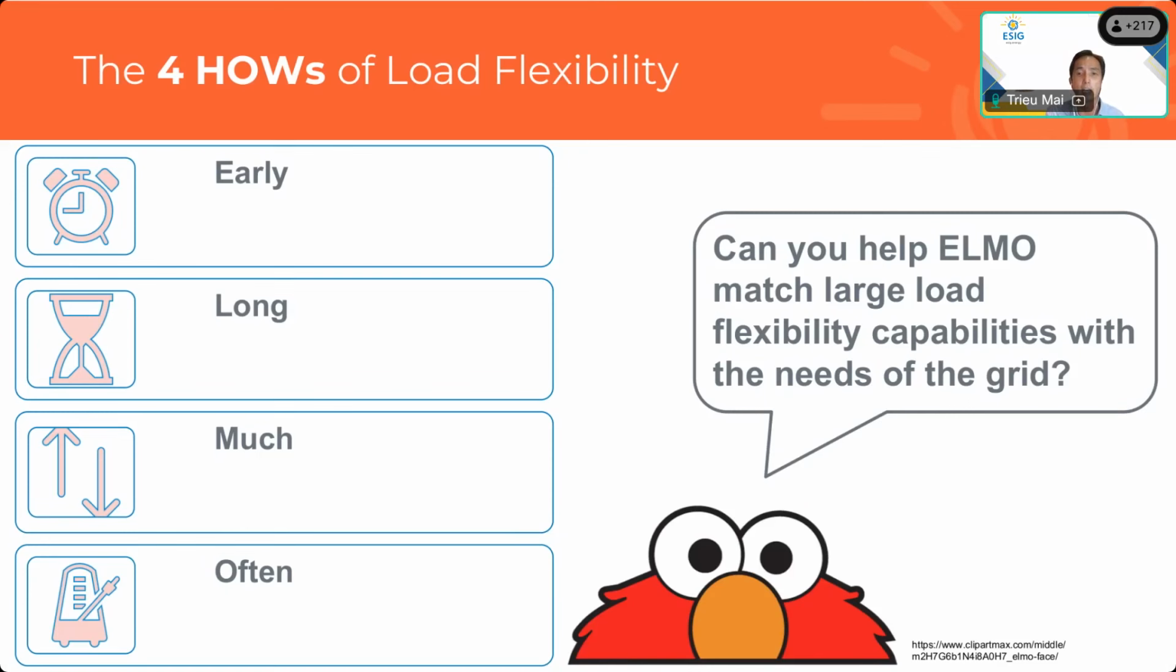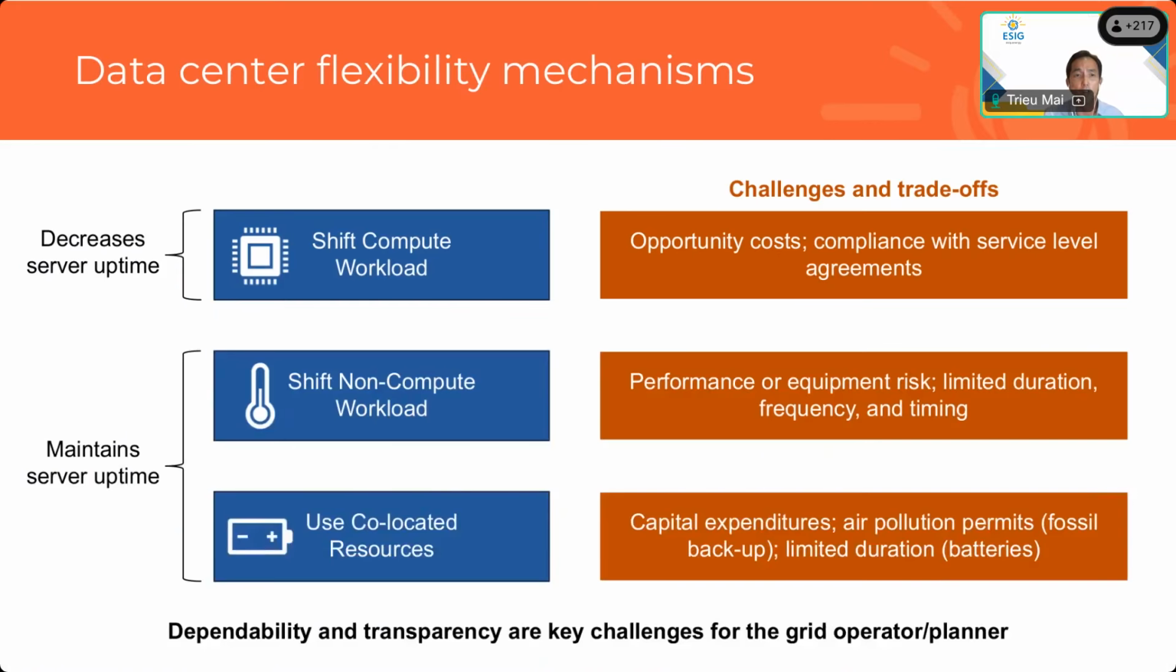So this is not unlike what generator flexibility is able to provide, but fundamentally it's that matching between the capabilities along these 4 hows with the needs of the grid. And for data centers specifically, there's ability to shift the compute load, which potentially decreases the uptime, and there are challenges with this that we've discussed previously, but there are multiple mechanisms to have that flexibility. So that's more of a direct curtailing of your computational processes. But of course, there are other non-compute impacts as well.